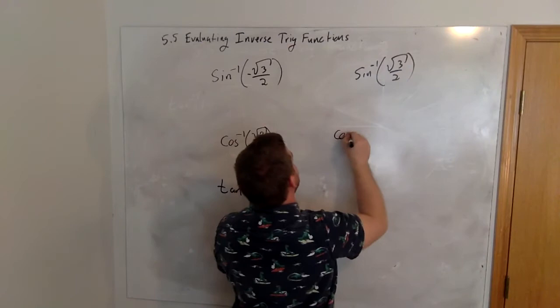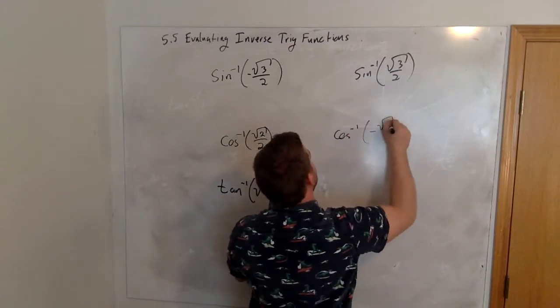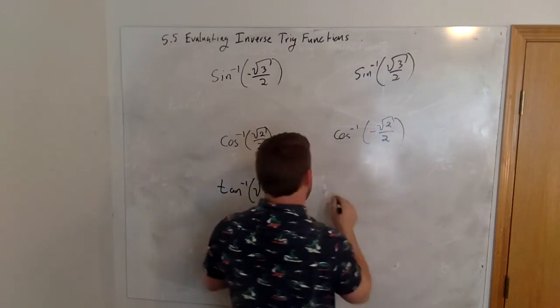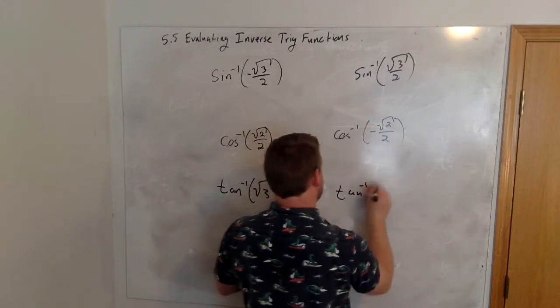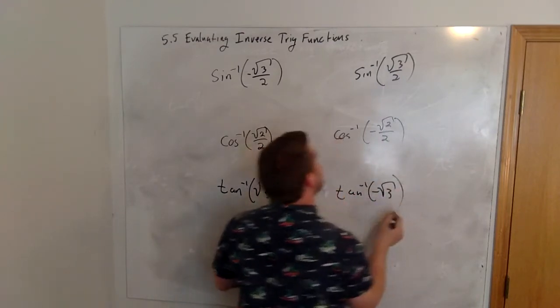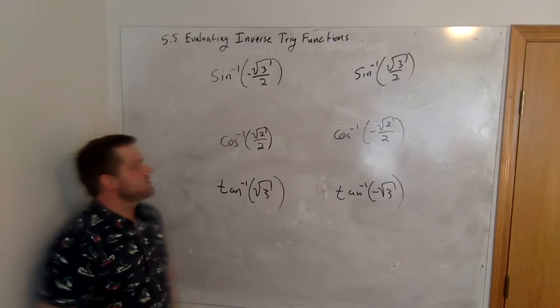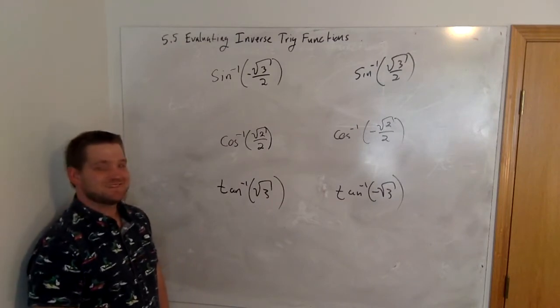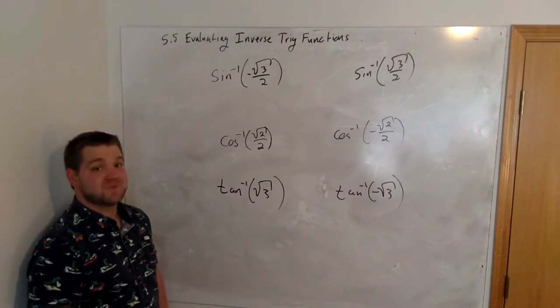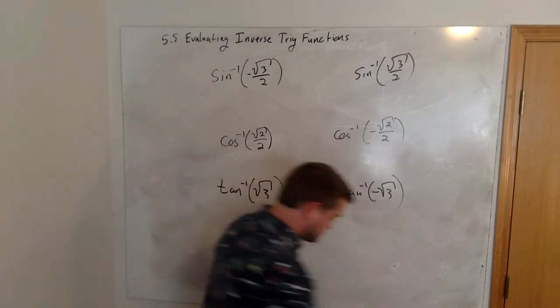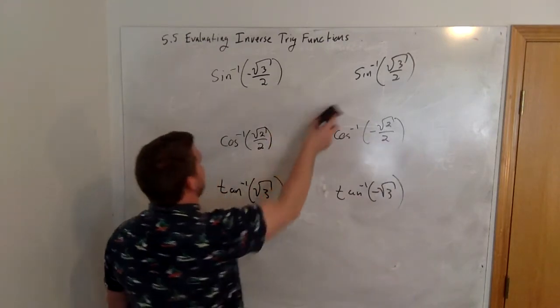How about also cosine inverse of negative root 2 over 2? And how about tan inverse of negative root 3? Take a moment and try to find the outputs of these 6 functions. Okay, let's do it. I'm going to erase a few of these. Let's do the sine ones first.